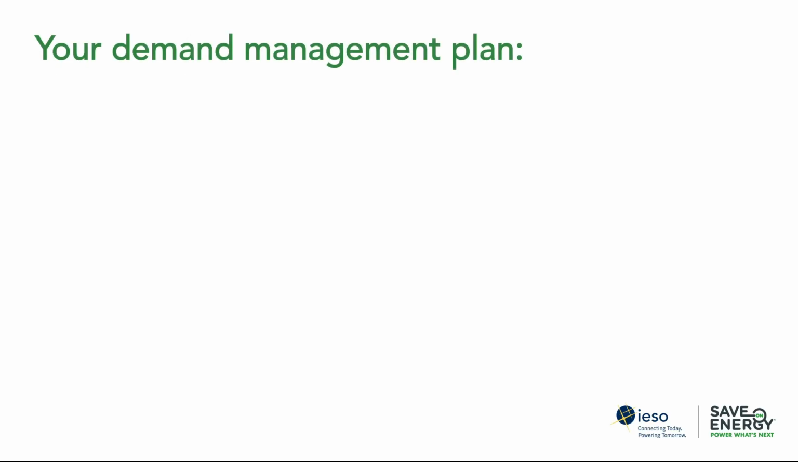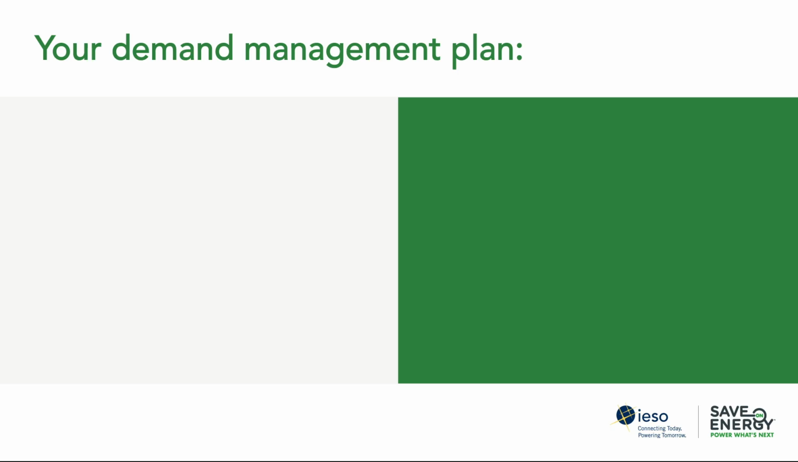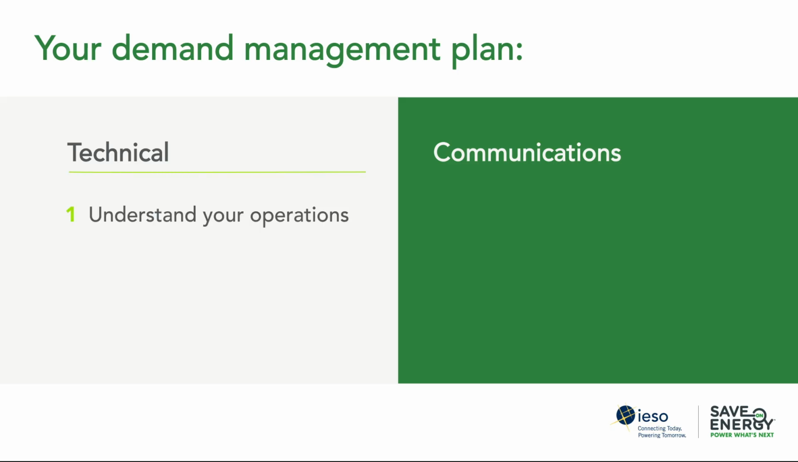To take advantage of cost savings opportunities, there are key steps an organization must take. It may be useful to think of these steps as part of 2 components: technical and communications. On the technical side, organizations must first understand their operations to identify opportunities to reduce demand. They must then identify opportunities to manage demand within their operations.